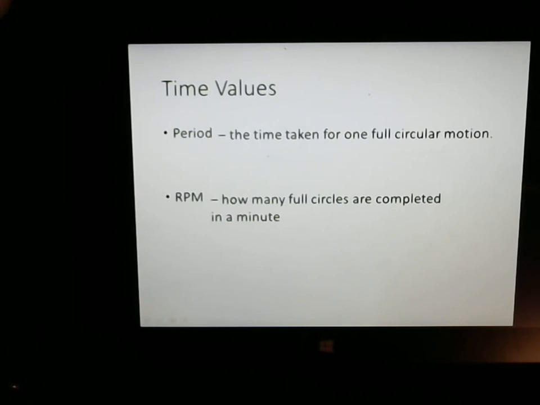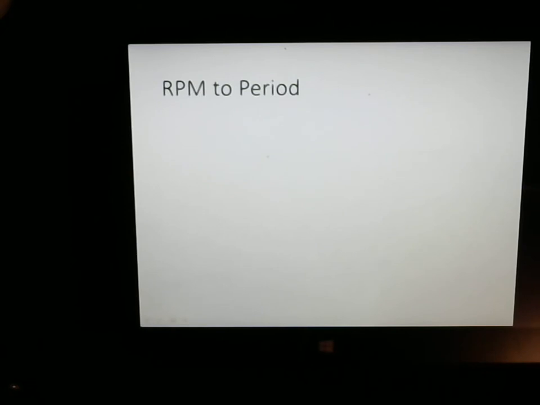While RPM is technically a measure of speed, because it's talking about how many things it does in a minute, remember, speed is distance over time. The number of revolutions in a unit of time is technically a speed. I tend to think of it as a unit of time because I can convert it to a period much easier than I can convert it to a velocity. So I'm going to show you how to convert RPM to period in this video. I'll show you the theory, and then I'll show you the simple rule for it.